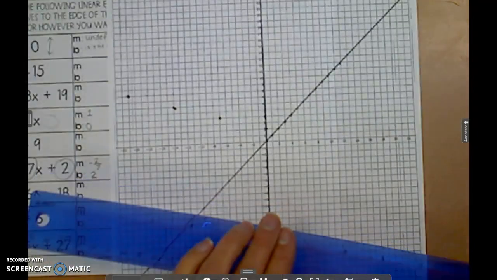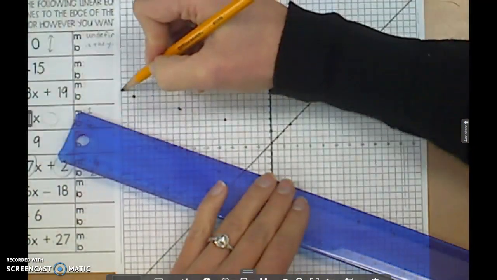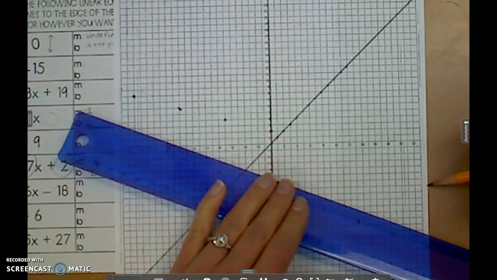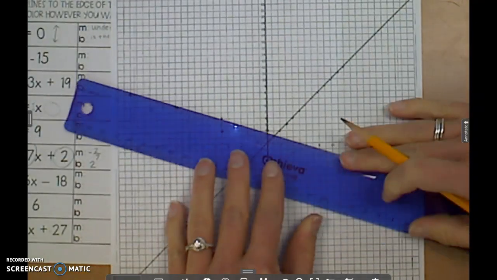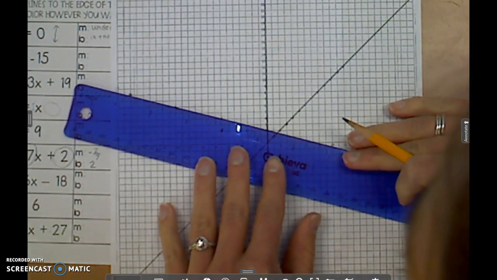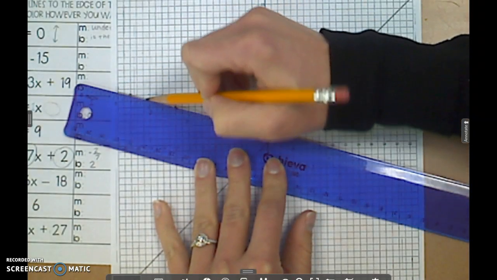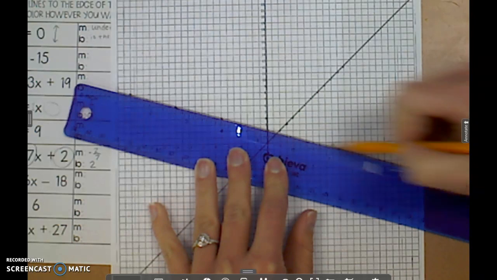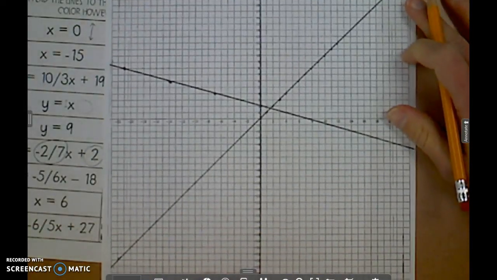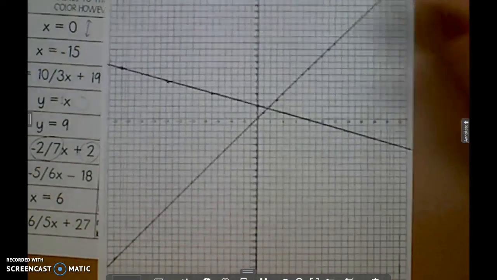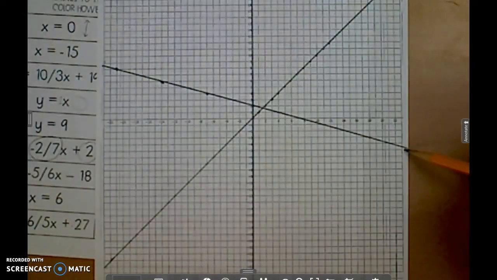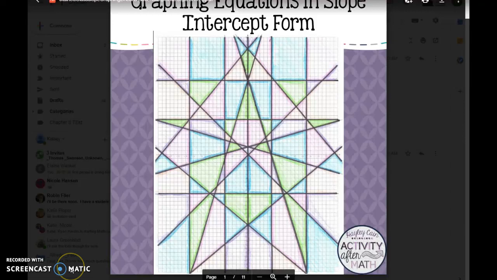Now again, when I go to graph this line, it's going to stretch all the way from over here to way down here. I don't just stop at my dots. And that's important for this project, or else your stained glass is not going to come out right. Okay. Now you're going to keep going in this fashion where your lines stretch all the way to the very outside until you get something that looks like this. Good luck!